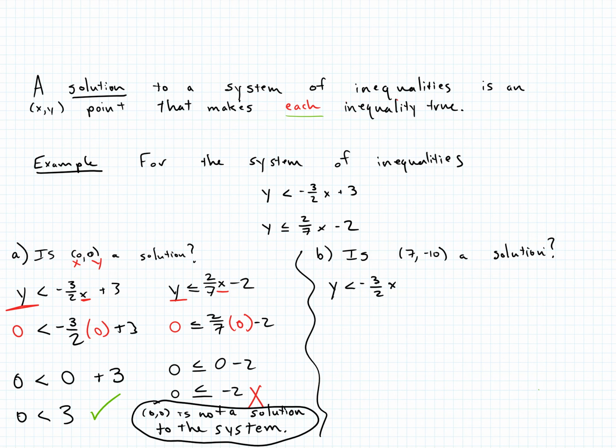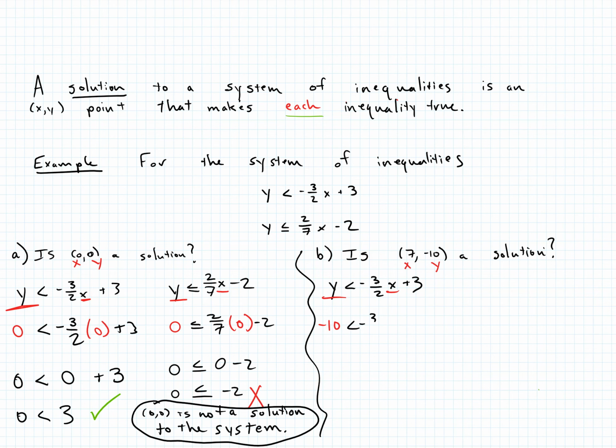It's kind of the same this time, so I'll let you do the work. You tell me, is (7, -10) a solution to this system? Try it out. Let's see how you did. x is 7 and y is negative 10. So we replace y with negative 10, and we replace x with 7.